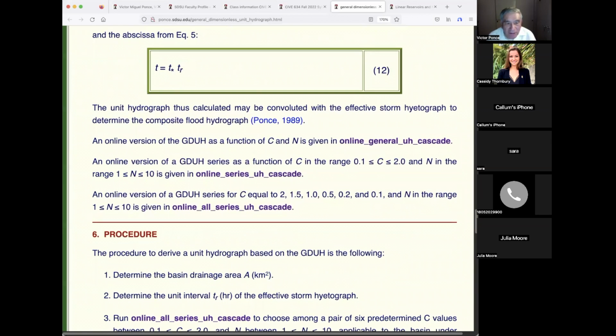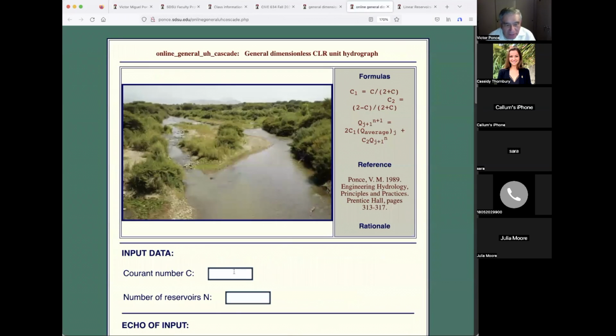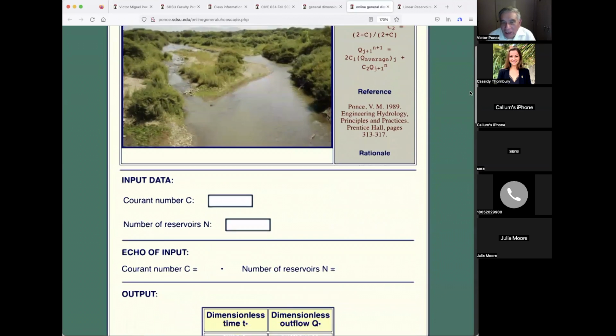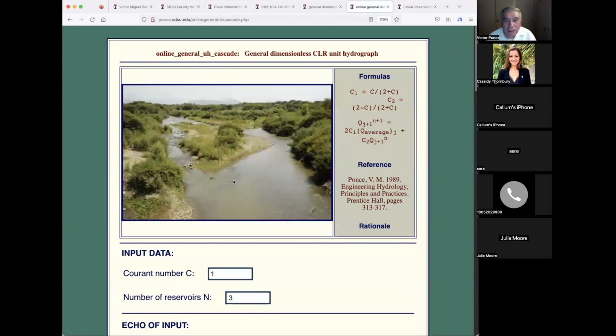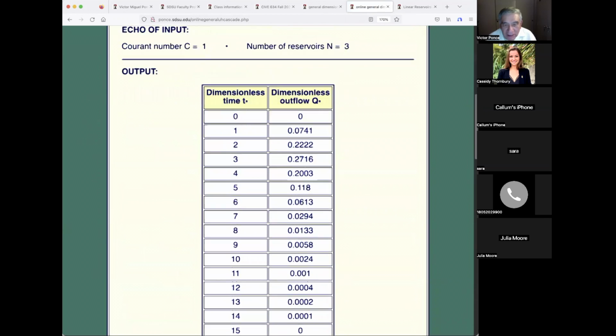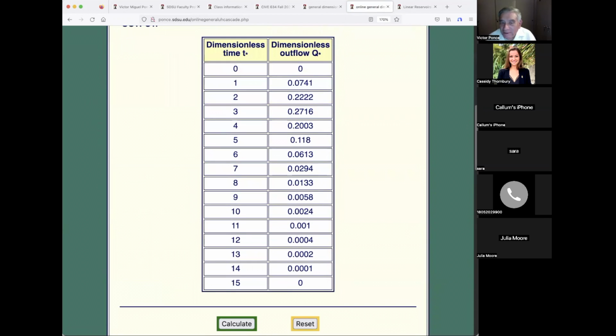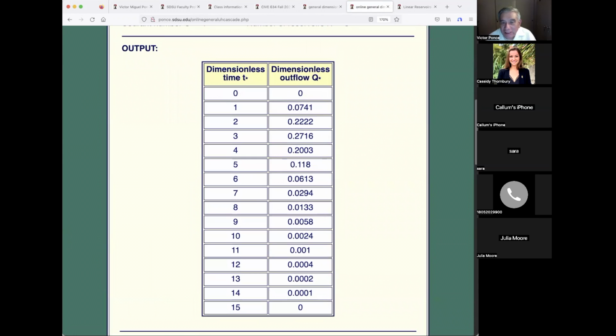So we have an online version of the calculator. It is an online general UH cascade. So I have several calculators in here. I believe it's 5 calculators because we went from easy to difficult. So for the Courant number equal to 1, and for the number of reservoirs equal to 3, we are going to calculate the general dimensionless cascade of linear reservoirs unit hydrograph. And this is it. The general dimensionless cascade, T star, Q star. You see, this is dimensionless. So that means it can be applied globally.